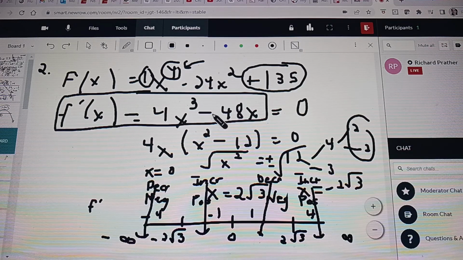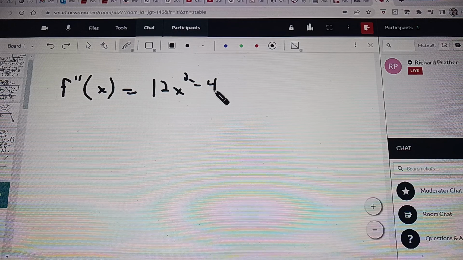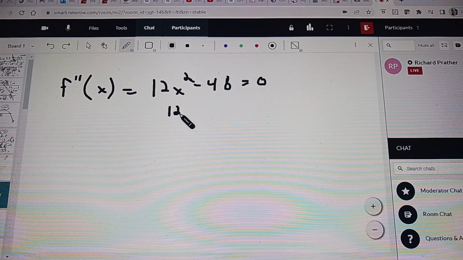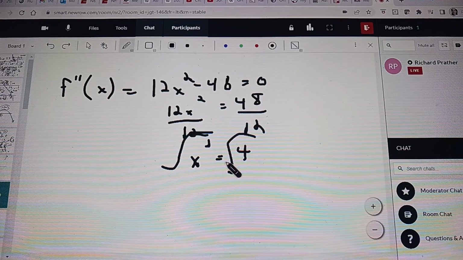That would be 12x squared minus 48. 12x squared minus 48 is the second derivative. And it's never undefined. And it equals 0 twice. I can add 48, divide by 12, and that will be 4. So take the square root, plus or minus 2. Plus or minus 2 are like critical numbers, even though they don't call them that.